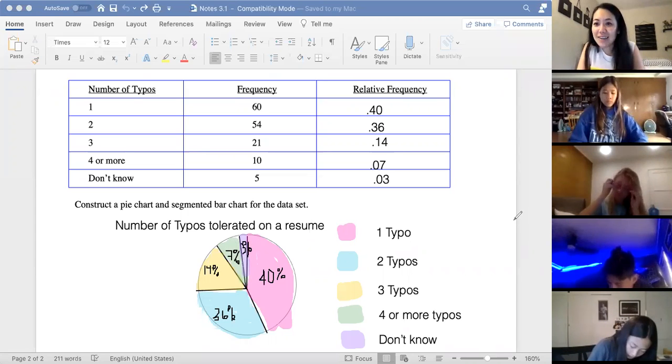All right. Sweet. Any questions, guys, on these graphs?